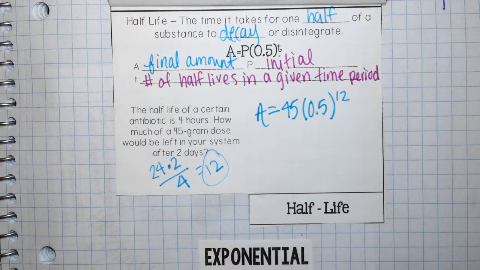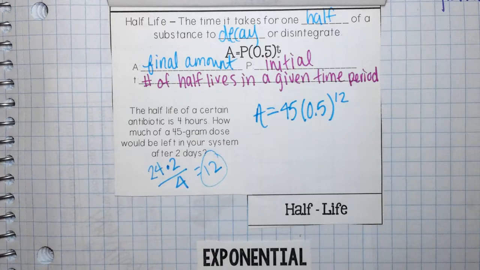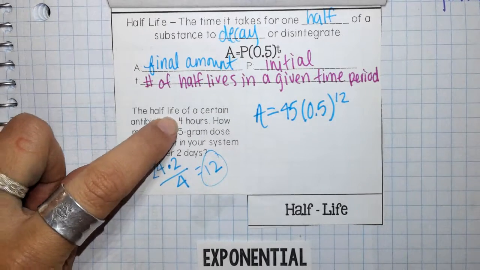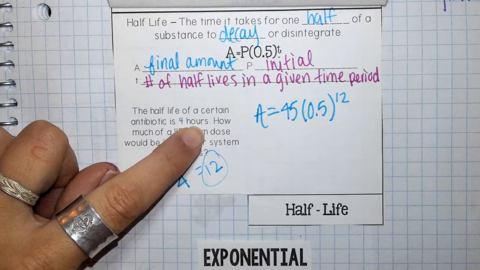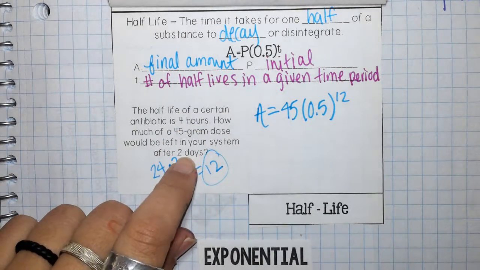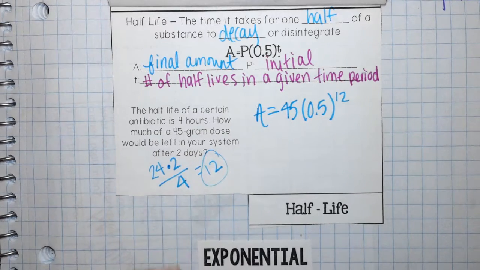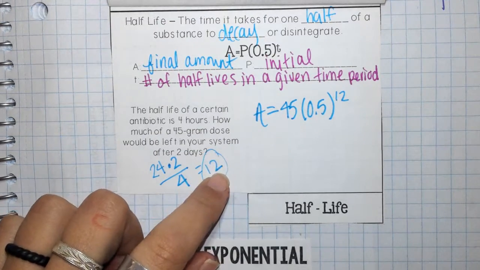I don't understand where you get the 24. Okay, there's 24 hours in a day. And it says 2 days. So it starts by telling us that we're decreasing, we're dying every 4 hours, right? So we're looking for 2 days, we have to convert days into hours. So we did 24 times 2, and then we have to divide it by 4 because every 4 hours is a half-life.